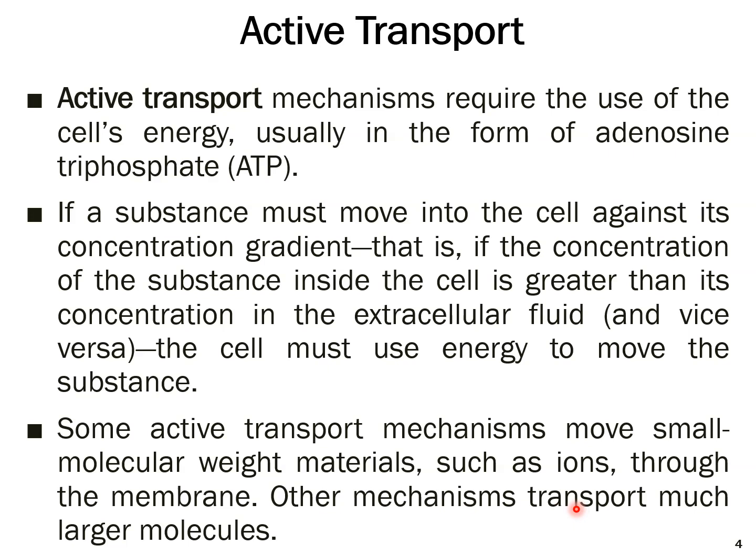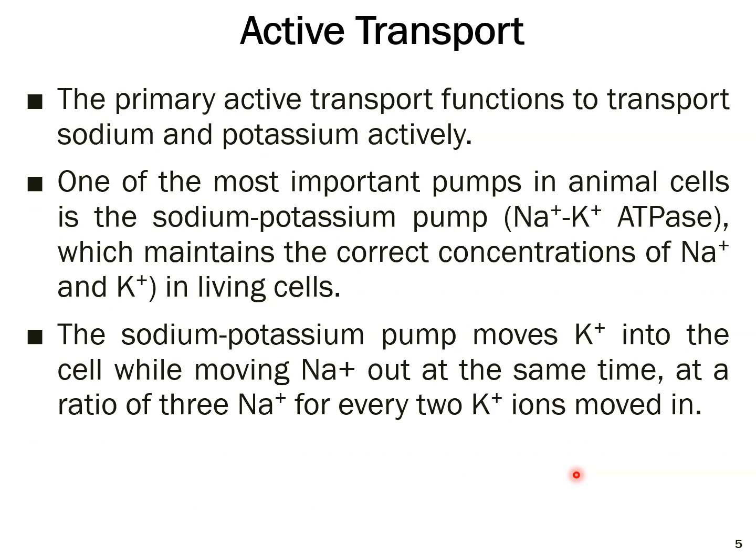If you look at sugars and other similar carbohydrates, they are much larger in size than those ions we just discussed. They are also moved through the active transport process. The primary active transport functions to transport sodium and potassium actively. Actively means against the concentration gradient, with the use of energy.